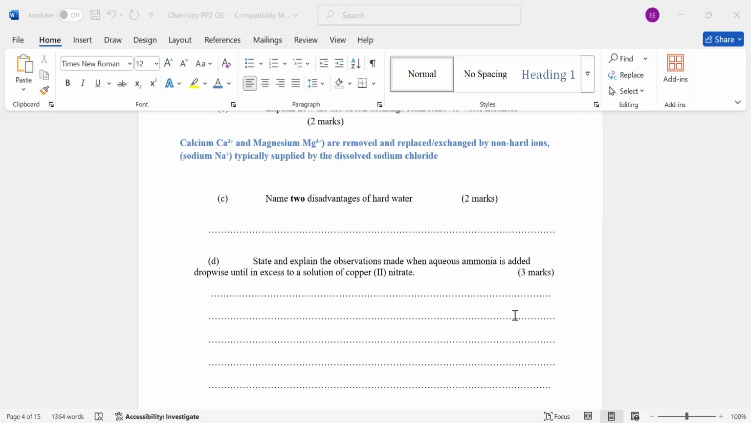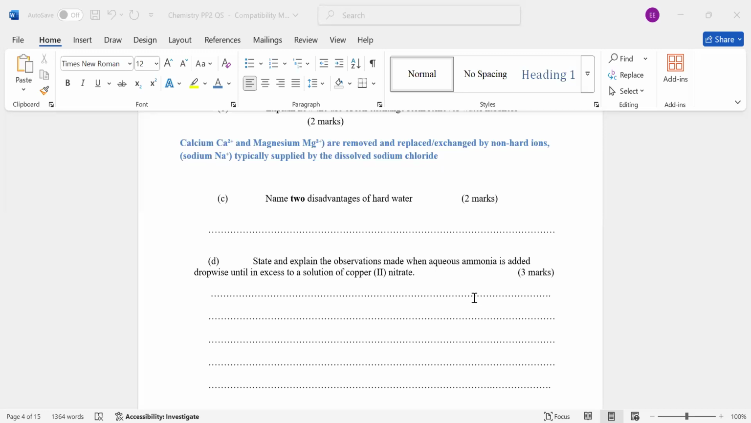The copper 2 hydroxide forms a blue precipitate, but in excess aqueous ammonia, the blue precipitate dissolves to form a solution. Very correct. Very, very correct.